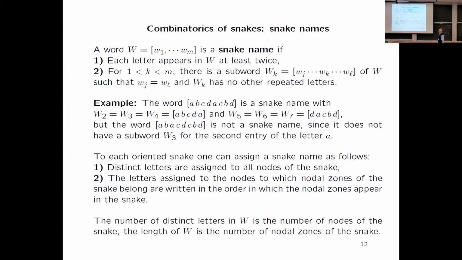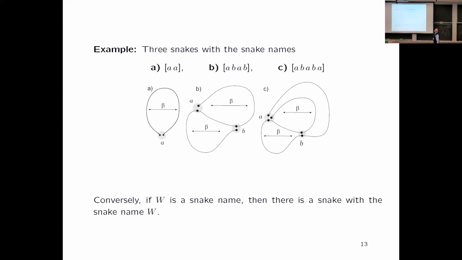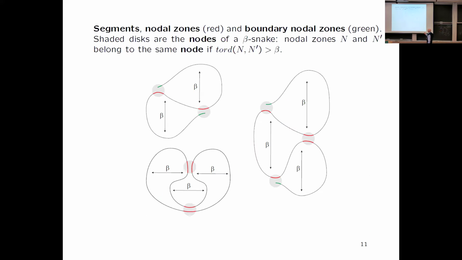So we have a snake. Let's go back to the snake. If you have a snake like this, you can start at the end, assign some letter to this node, then you get to another node, assign another letter, then you come back and you get the same letter here, and so on. As a result, you get a word which is called the snake name.